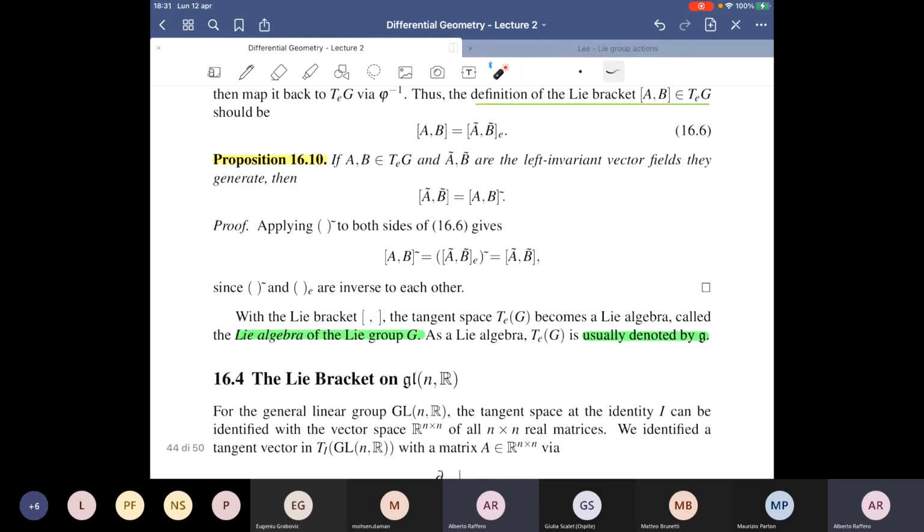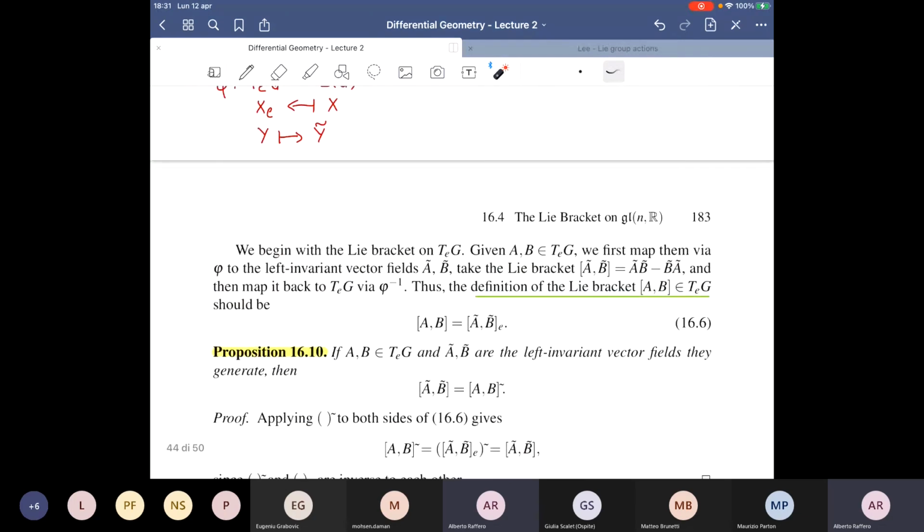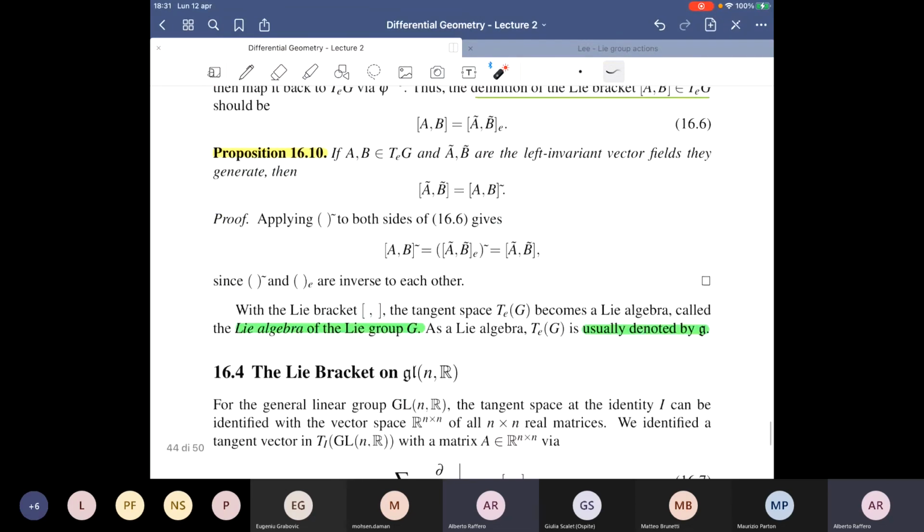You can do this, and in such a way you obtain a Lie algebra structure also on the tangent space to G at the identity. And so you can also define the Lie algebra of the Lie group to be the tangent space to G at the identity endowed with the bracket induced in this way, using left invariant vector fields associated with tangent vectors to the Lie group at the identity.